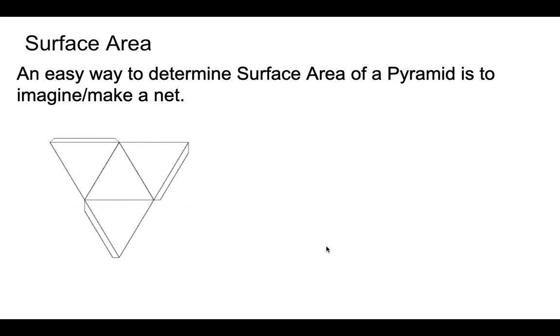So let's take a look at surface area. Just like before, the easy way to determine the surface area of a pyramid is to imagine or make a net. You can see this is a triangular base pyramid. This would be the base. And then if you fold up each of these 3 sides, you will get a triangular base pyramid.